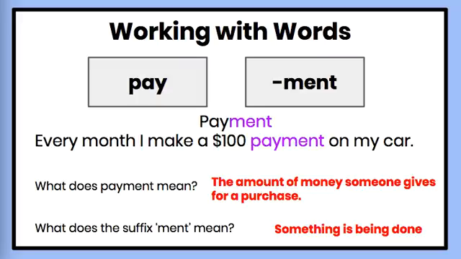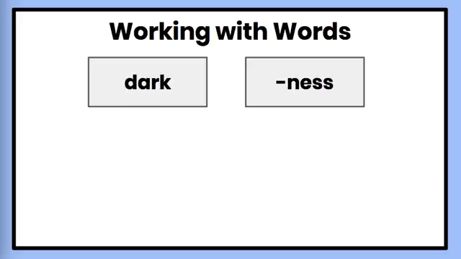And now we added the suffix ment to it. Ment is something is being done to. So now payment together is the amount of money someone is giving for a purchase, or the money being done to something else. In this instance, the $100 payment is the money being given for the purchase of the car. Let's keep working with this.